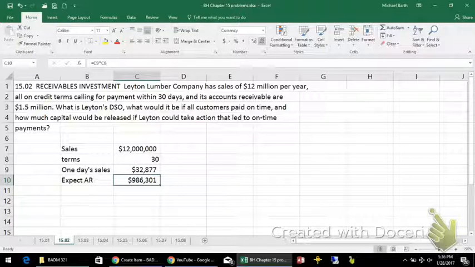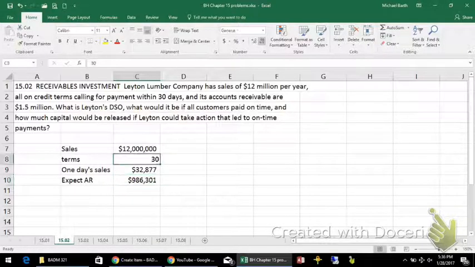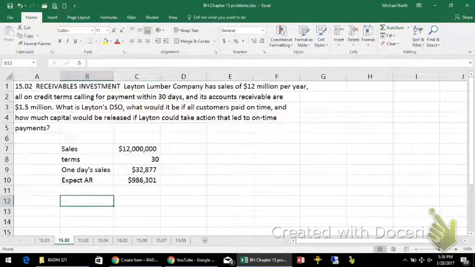there will be $986,301 of accounts receivable. 30 days of sales at 32,877 per day. However, given the problem, the firm has $1.5 million of accounts receivable. So what we want to do is calculate our days sales outstanding.